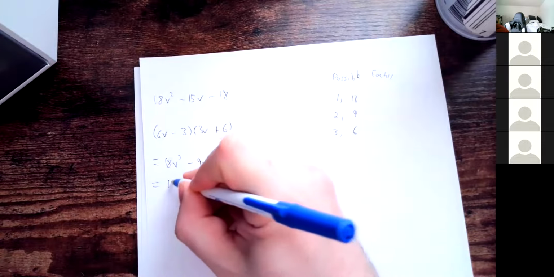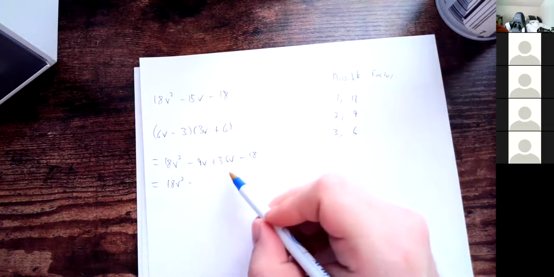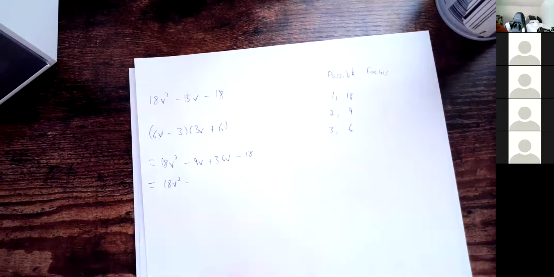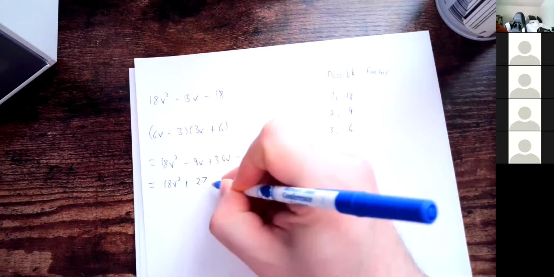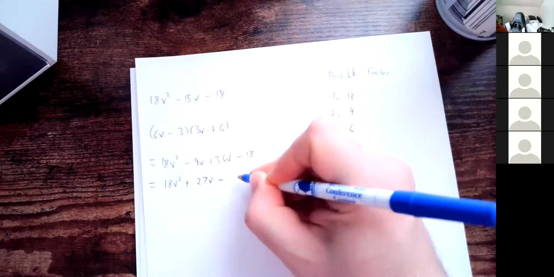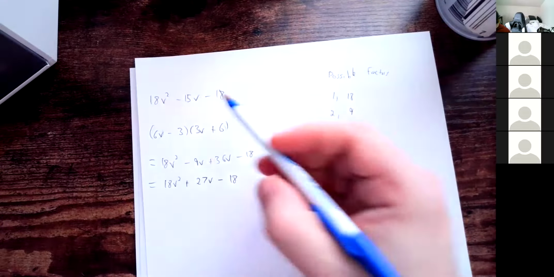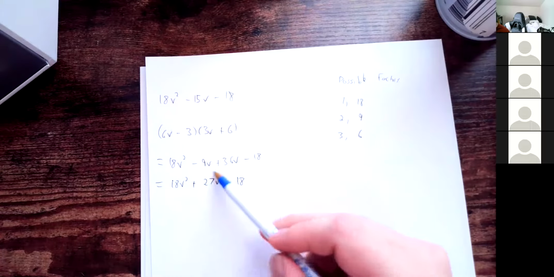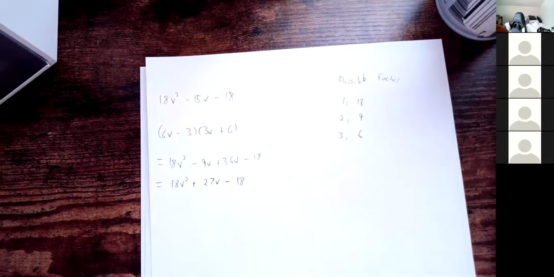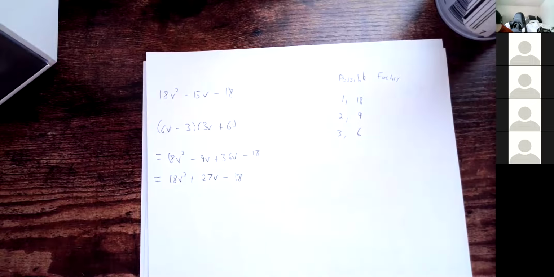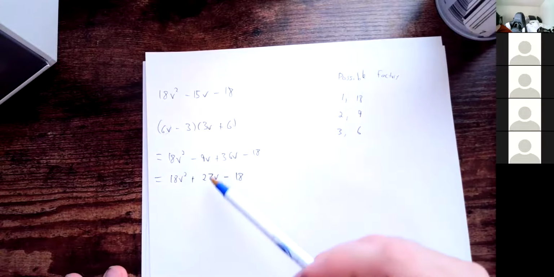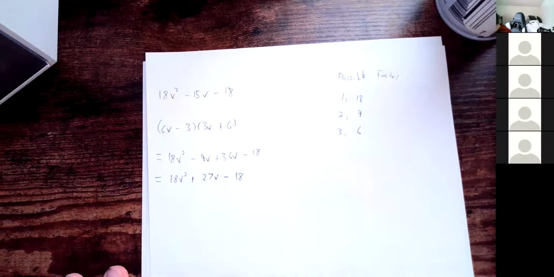So collecting the middle term, 36 minus 9, that's plus 27v minus 18. So this factorization is not going to work for me, because my middle term is 27 instead of being negative 15. So there's a little bit of frustration there. This middle term is way too big because of the 6 times 6v.